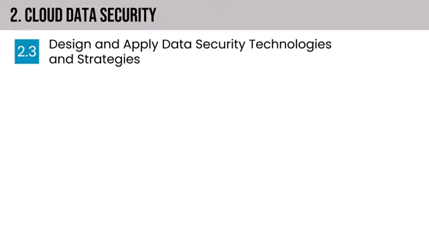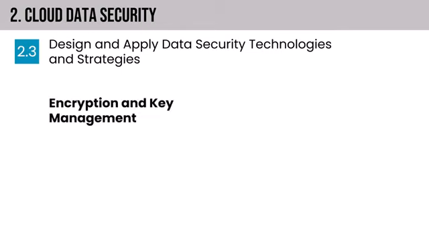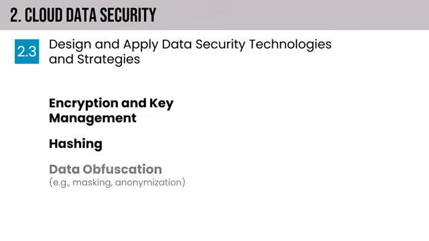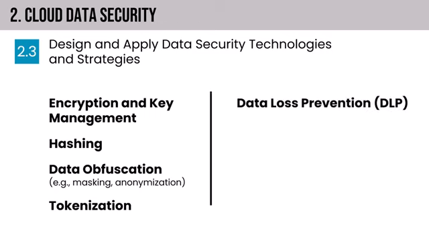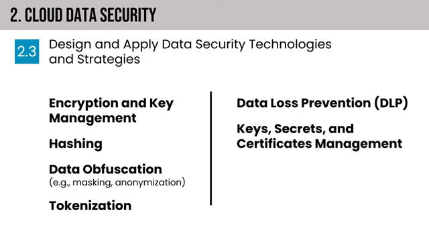And that brings us to 2.3, Design and Apply Data Security Technologies and Strategies. In this section, we'll touch on encryption and key management, hashing, data obfuscation techniques, including masking and anonymization, tokenization, data loss prevention, a big topic in and of itself, as well as management of keys, secrets, and certificates.